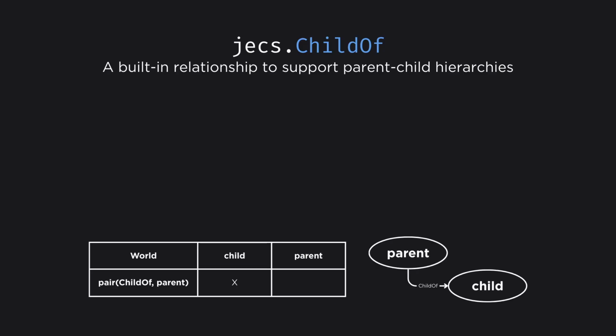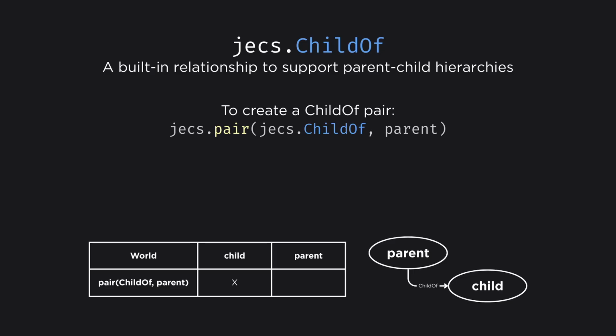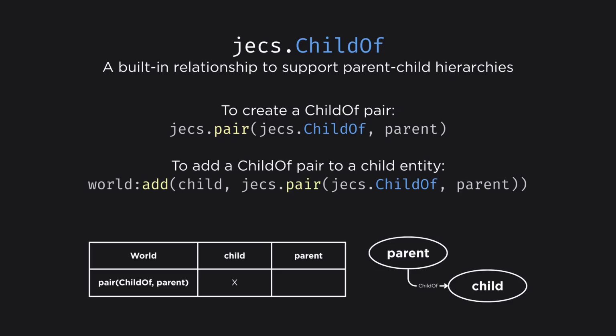So for this example, let's just use child of as our relationship. So let's create a parent entity and a child entity. We start off by creating a pair where we use jecs.childof as the relationship and the parent entity as the target. To add the relationship to the child entity, we add our newly formed pair to the child entity like it's a component, because in a way a pair does act like a component.